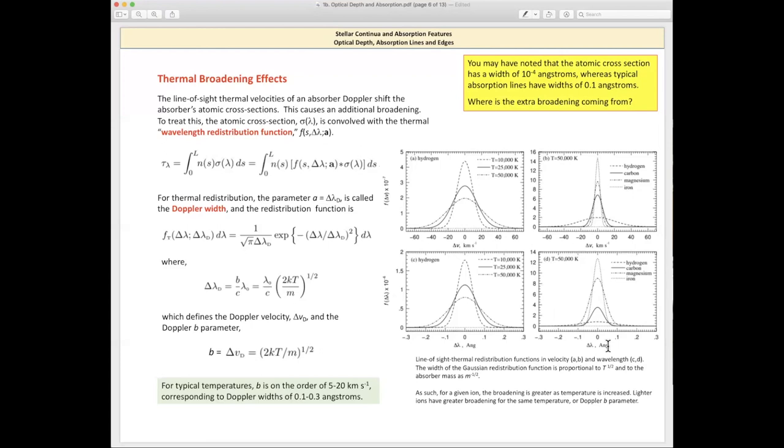One of the things you have to do to get an optical depth is convolve the wavelength redistribution function with the natural atomic cross sections. That convolution then goes into the integral that you integrate to get the optical depth. These a's are usually parameters about the properties of the gas that you're interested in. For example, here a is equal to this delta lambda D, which is a function of temperature. So basically, you can use an absorption line shape to try to determine the temperature of the gas.